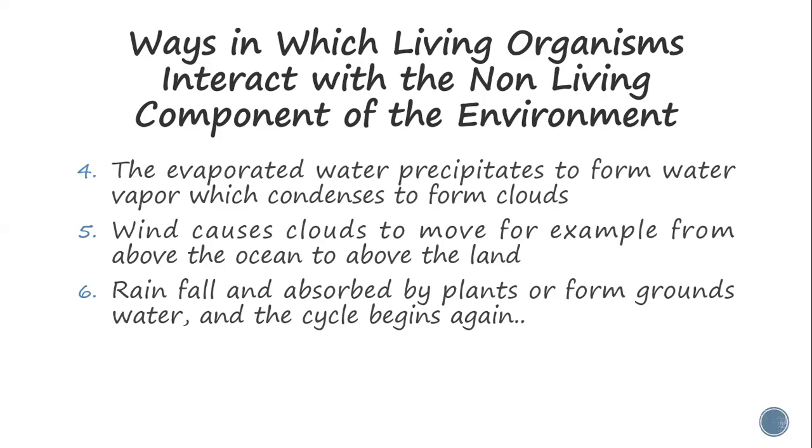So that's how it happens. The clouds have been moved by the wind to the land, so the rain falls, and the water is absorbed by the plants or just from the ground they form also the groundwater, and the cycle, that is the water cycle, begins again. So I hope that's clear. Moving on.